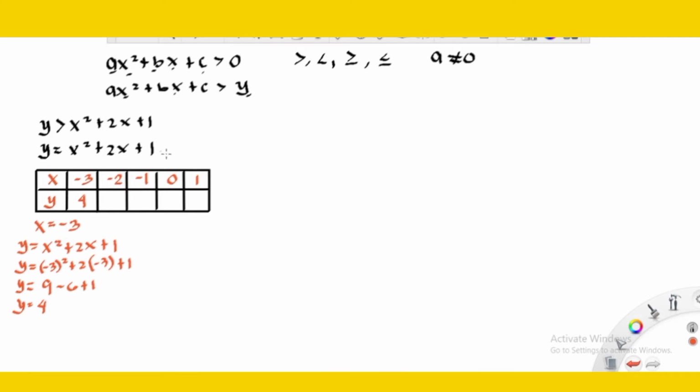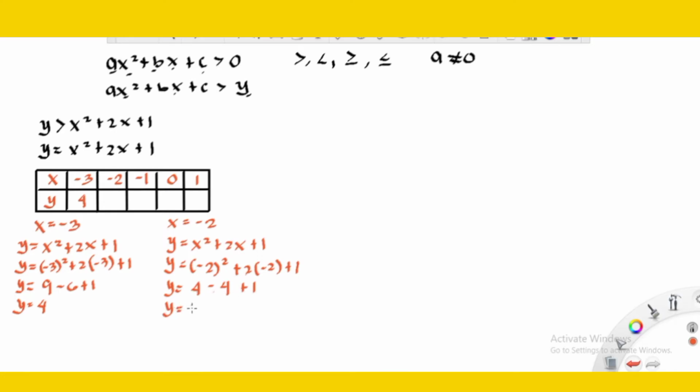Okay? Let's have x equals negative 2 next, the second value of x. Again, let's copy our equation. We have y equals x squared plus 2x plus 1. Next procedure, replace x with negative 2. So, this will become y equals the square of negative 2 plus 2 times negative 2 plus 1. So, we have now y equals the square of negative 2, that is 4. 2 times negative 2, that is negative 4. Then copy plus 1. So, y is equal to 4 minus 4 is 0.